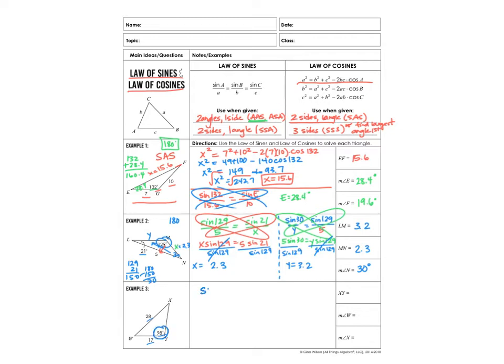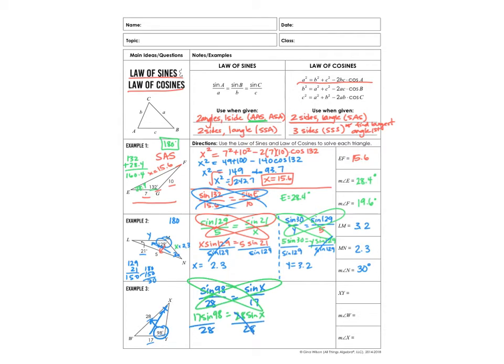Alright, so we got side, side, angle. So this angle, we're going to say sine of 98 corresponds with that side, which is 28. Okay, we have 17. We don't have that angle, so let's make it angle x. So we're going to say the sine of x over 17. Cross multiply. Cross multiply again. And then you want to get the sine of x by itself, so divide by 28.